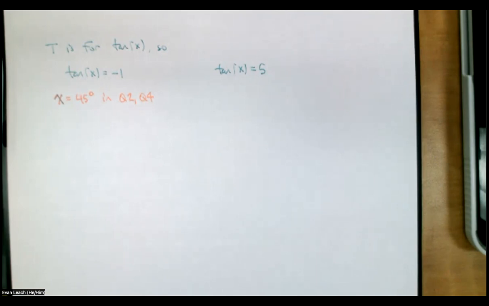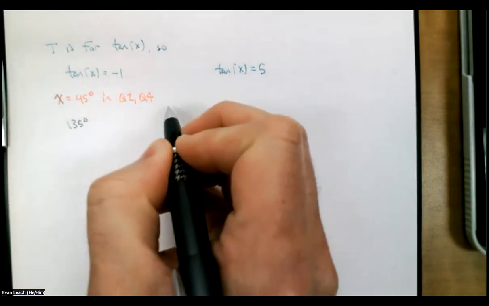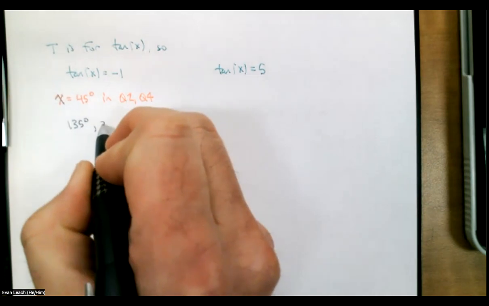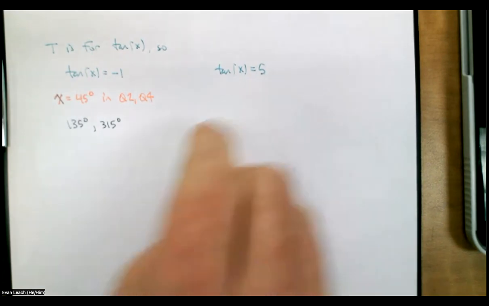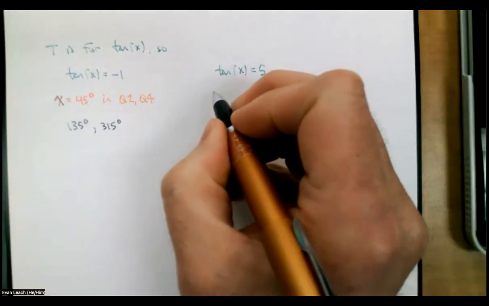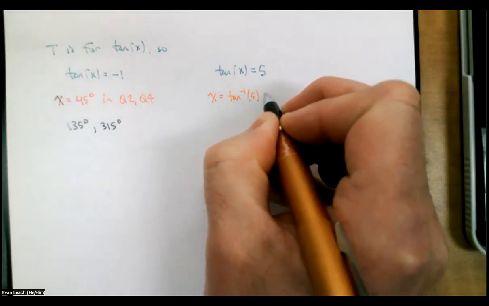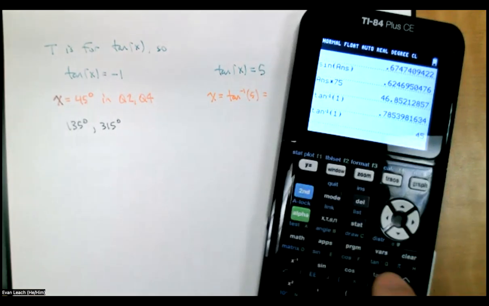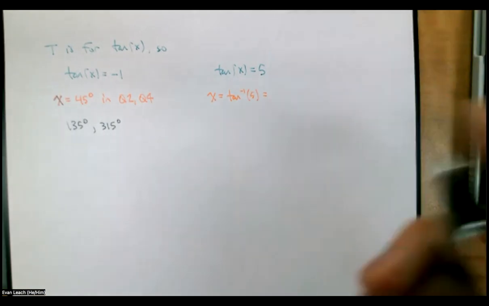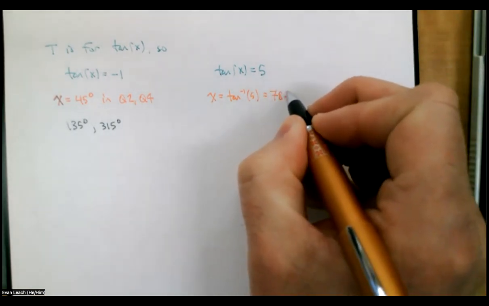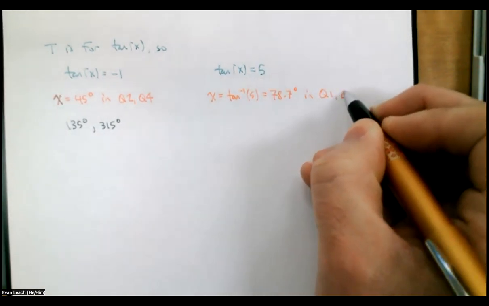45 degrees in quadrant 2 is 135. And 45 degrees in quadrant 4 is 315. Then tangent of x is equal to 5. So I'm going to inverse tangent of 5. And I got 78.7 degrees in the quadrants where tangent is positive, and that's quadrant 1 and quadrant 3.